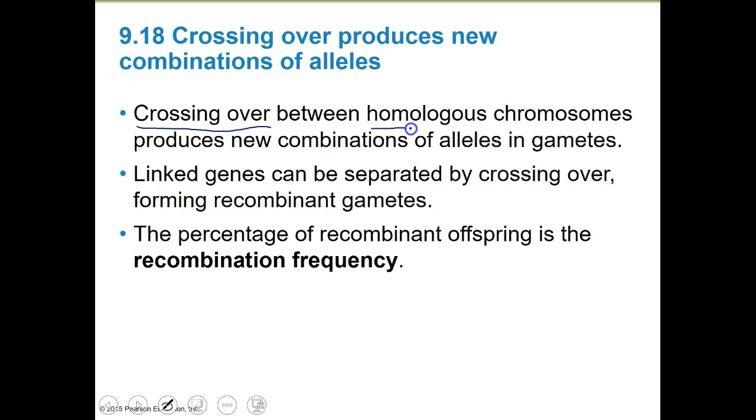So when we cross over homologous chromosomes, so you get different colors, maybe green and yellow on your chromosomes, the crossing over actually does create new combinations of alleles in gametes. So that would sort of mimic the independent assortment. It just doesn't do it as often. Okay, so linked genes can be separated by crossing over, forming recombinant gametes. So the percentage of recombinant offspring is called the recombination frequency.